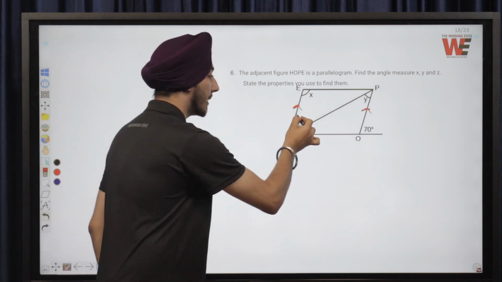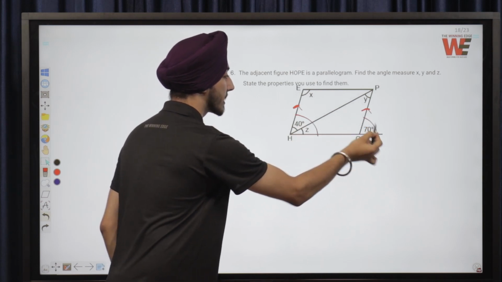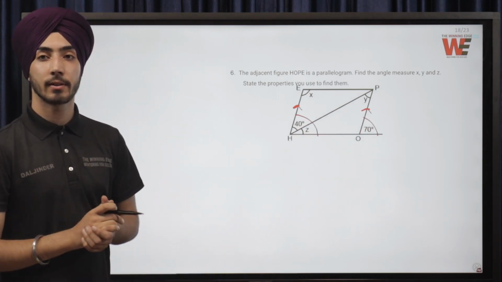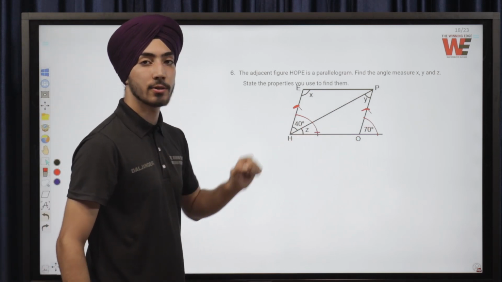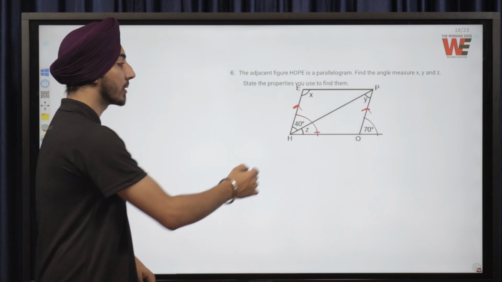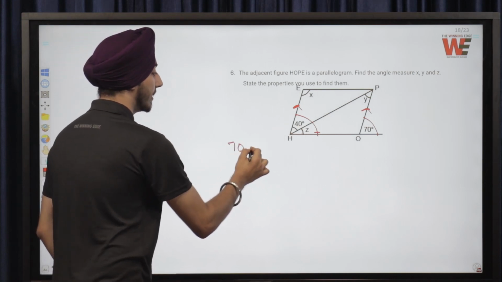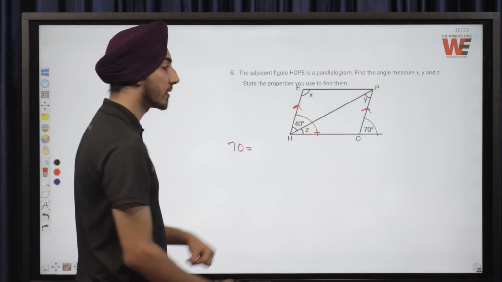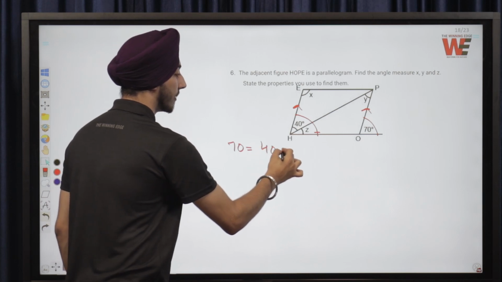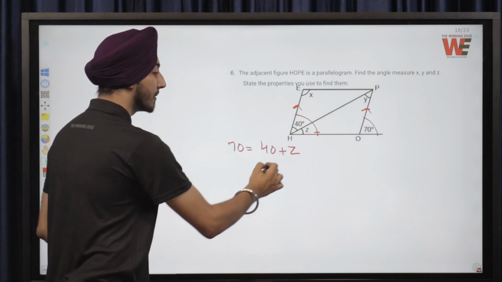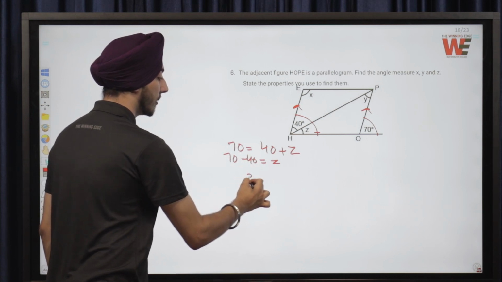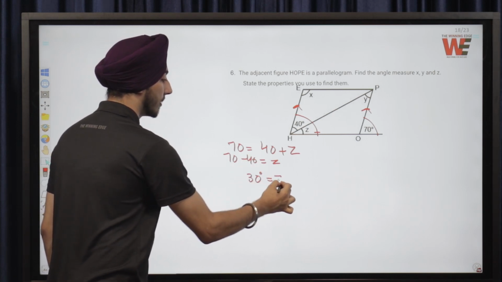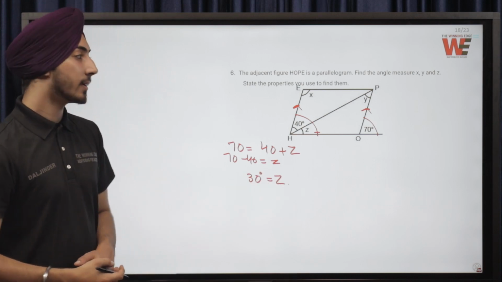Now this complete angle will be equal to this angle, as we know the properties of parallel lines, right? So if this is 70 degrees, this complete angle will also be 70 degrees. So what can I write? 70 degrees is divided into two parts, that is 40 plus z. Right? So what will be the value of z? Z will be 70 minus 40, which will give you 30 degrees. So the z value is 30 degrees.